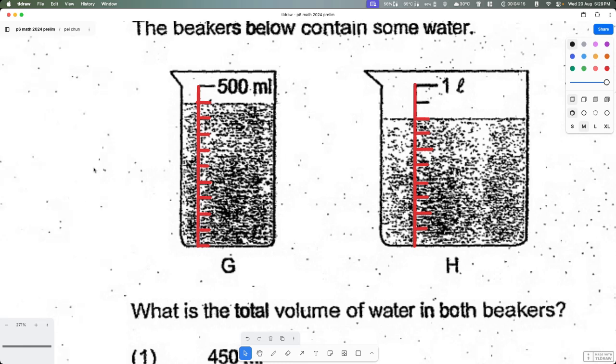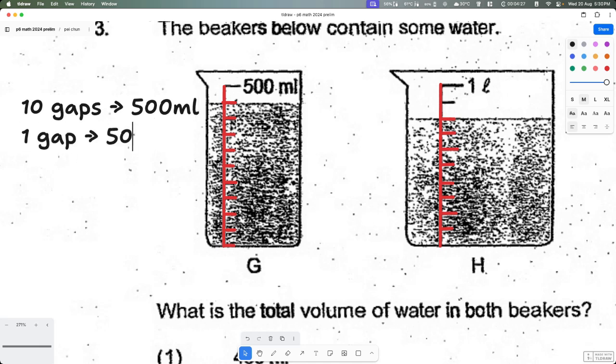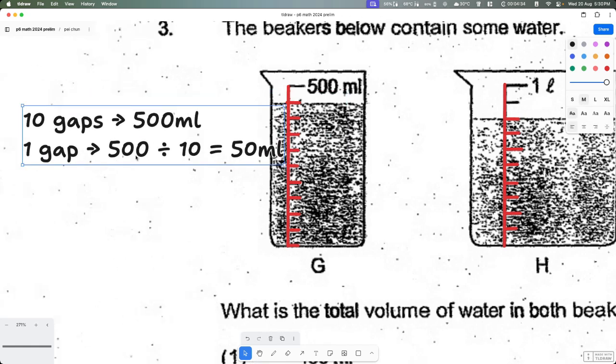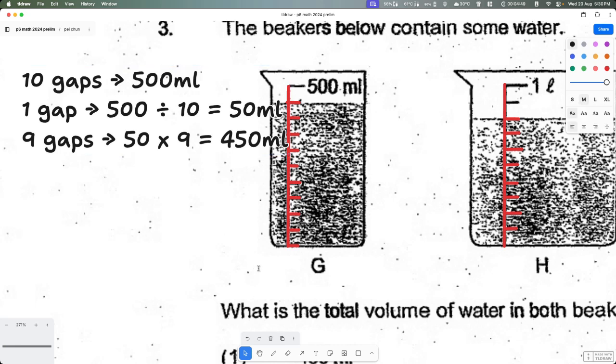In this case, 10 gaps is equal to 500 milliliters, and then one gap is equal to 500 divided by 10, which is 50 milliliters. In this case, there are 9 gaps, so 9 gaps is equal to 50 times 9, which is 450 ml. That's what I see over here. So this is 450 ml.